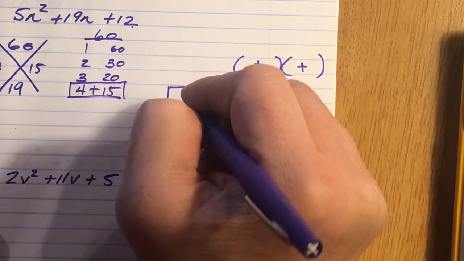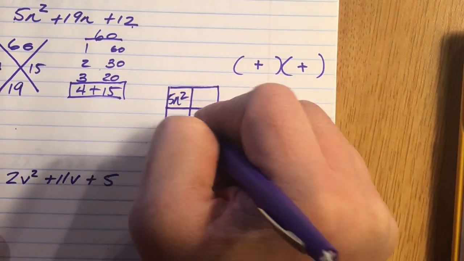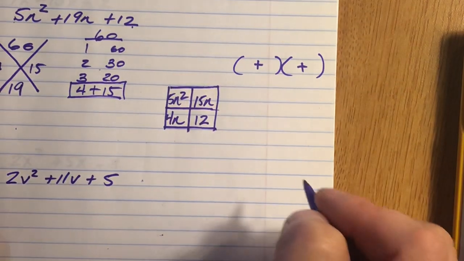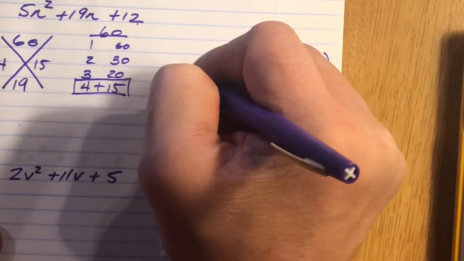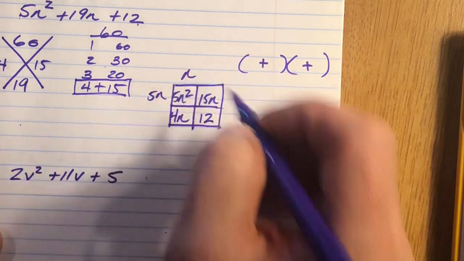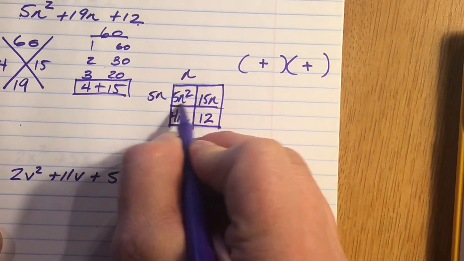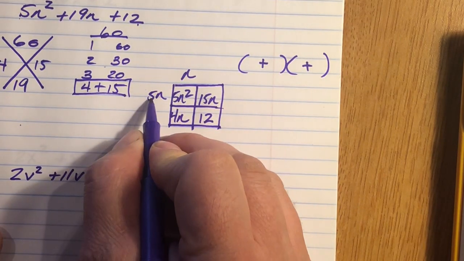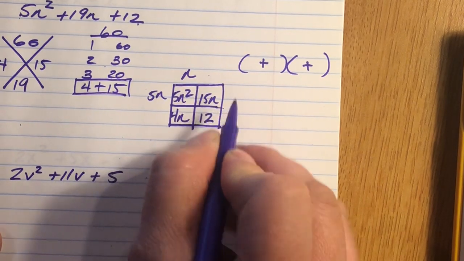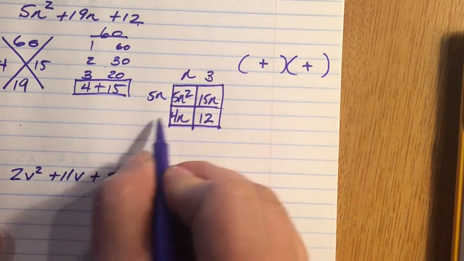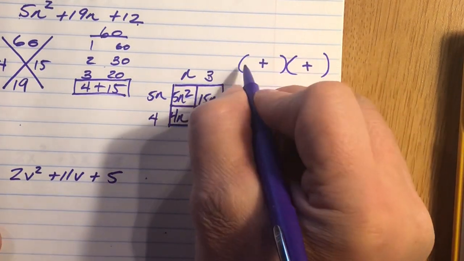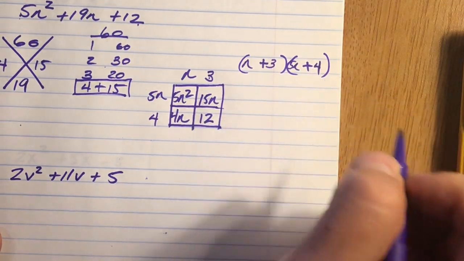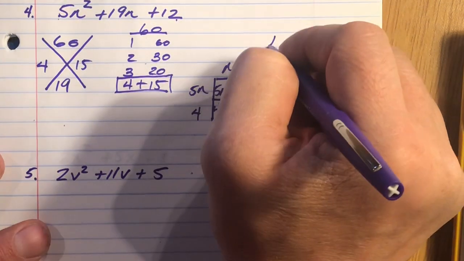All right, so here we go. We've got 5n squared. We've got 12, 4n, and 15n. These two have an n, 5n. Remember, guys, to get this box, I'm going to multiply its row times its column. So 5n times n is 5n squared. 5n times what is 15n? Well, that's got to be a 3, and then 3 times 4 is 12. So there you go. I've got n plus 3 and 5n plus 4. There's my answer. Those are my two factors.